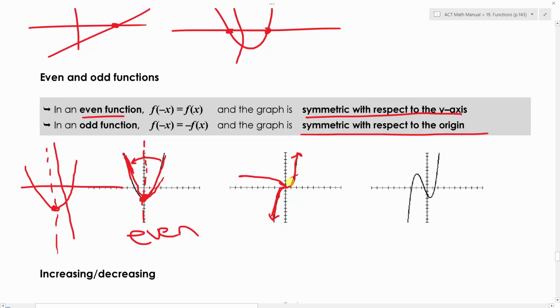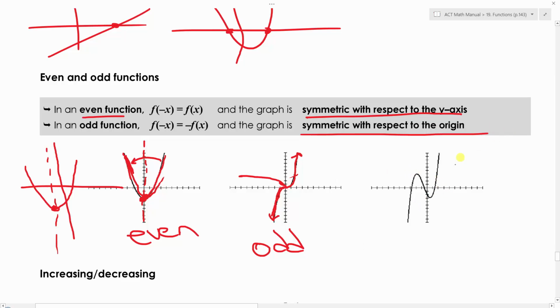Again, this stuff is a little bit tough to see, especially when you're not sitting in front of a tutor or a teacher, which means that, as I've said many times before, you may have to talk to your tutor about this in a little bit more detail, or get some more clarification from the web. So this is an odd function. This is symmetric with respect to the origin.